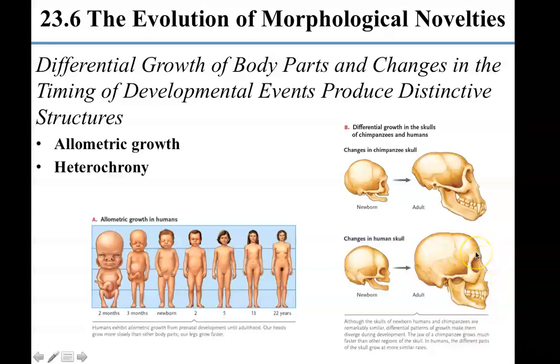So this is just two differences. In chimps, the face becomes angled. In humans, it remains more or less flat. And this isn't due to new genes. This is just due to the way that the genes influence development and growth. So heterochrony is changes in the timing of developmental events.